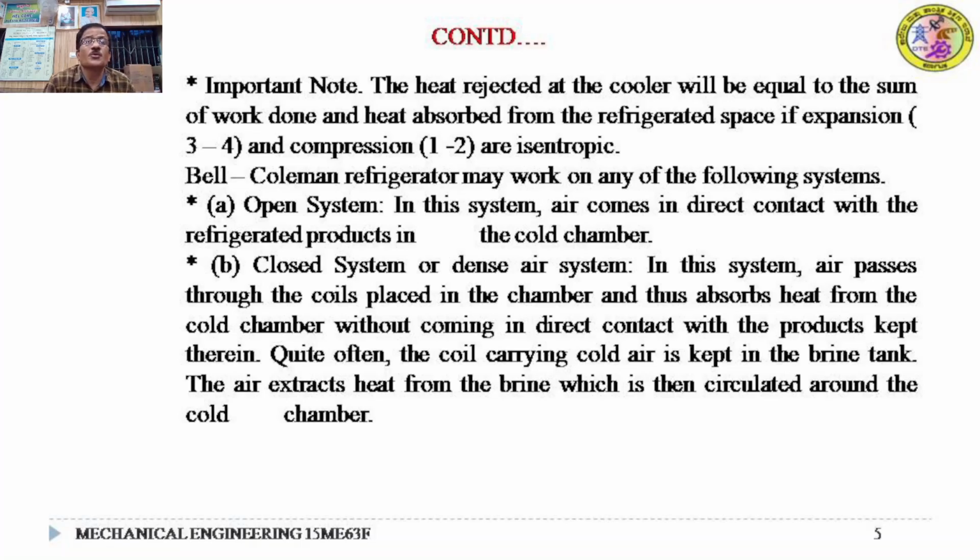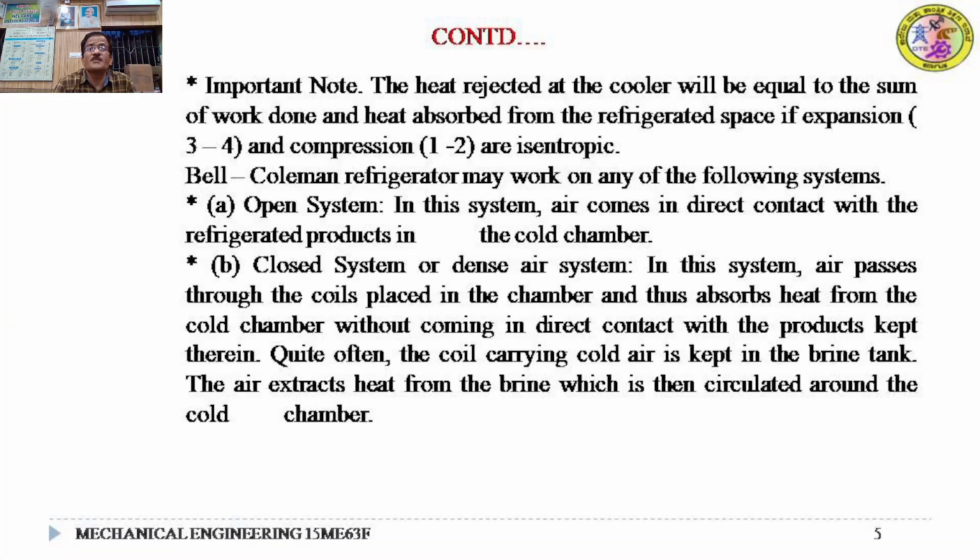Here you have to note some important things. The heat rejected at the cooler will be equal to the sum of work done and heat absorbed from the refrigerated space, if expansion 3 to 4 and compression 1 to 2 are isentropic. So if it is isentropic, then the heat rejected is equal to heat absorbed plus work done.